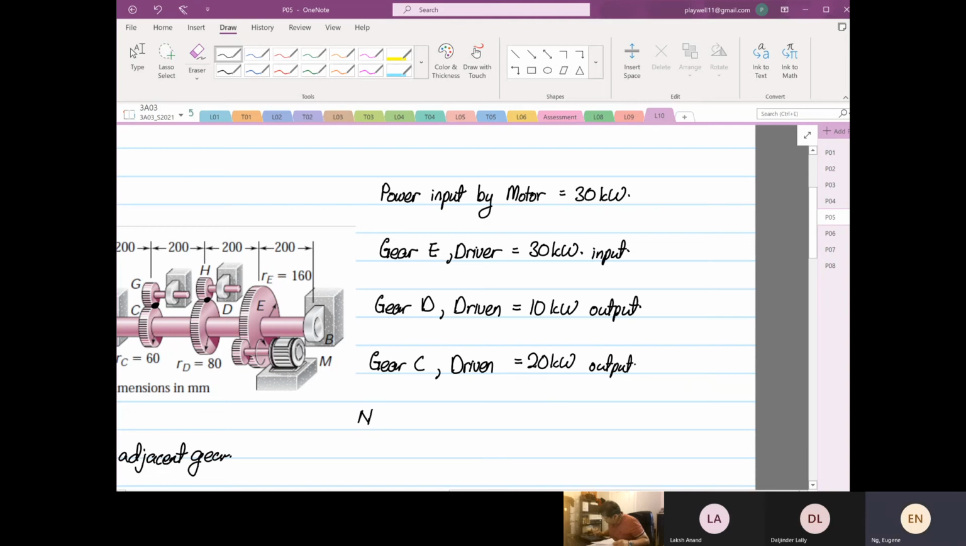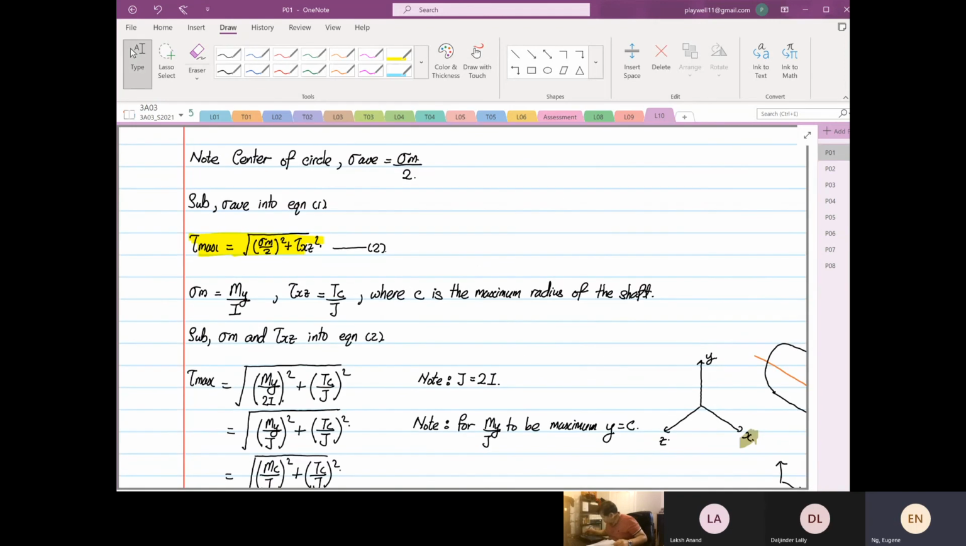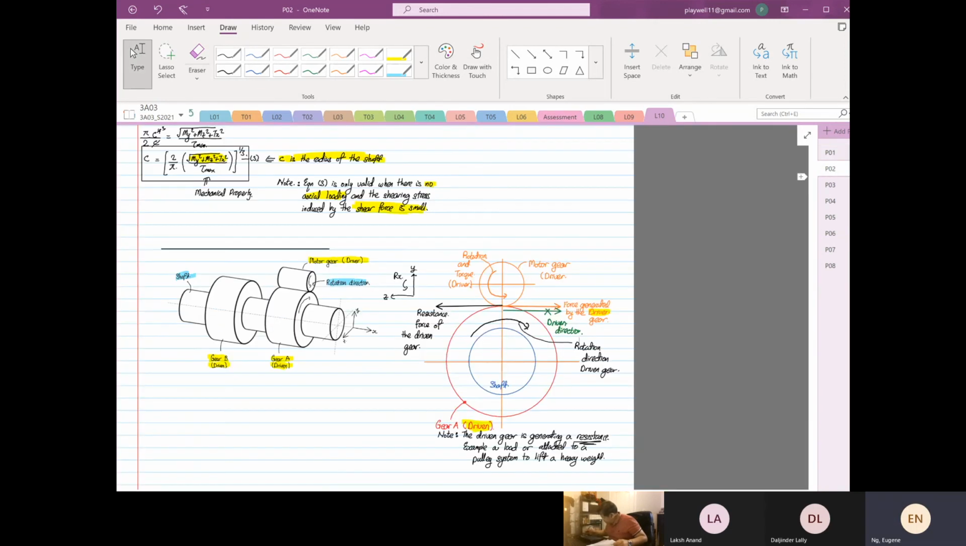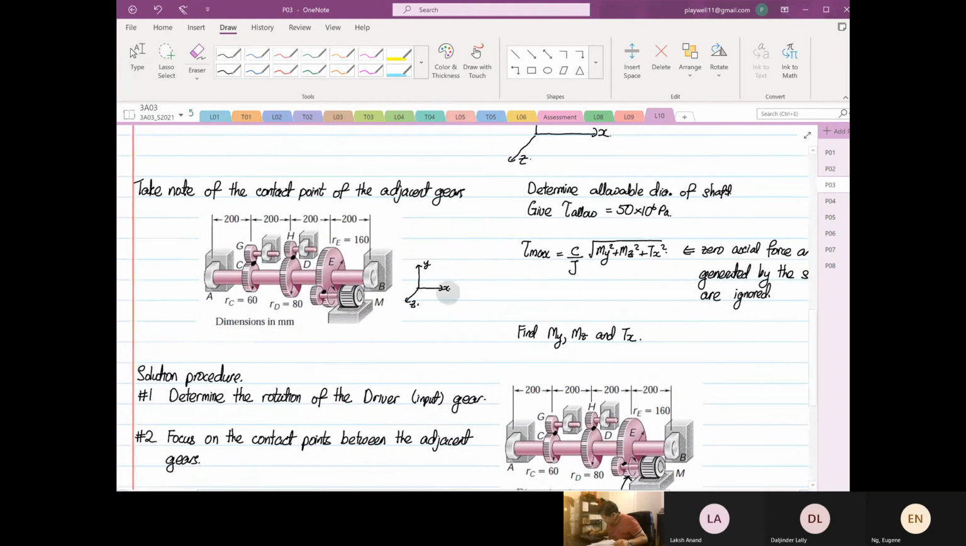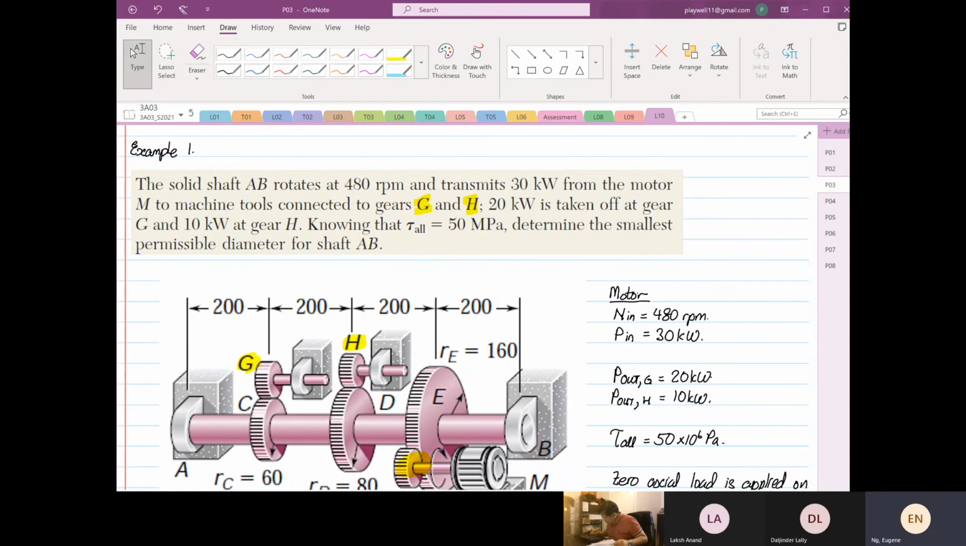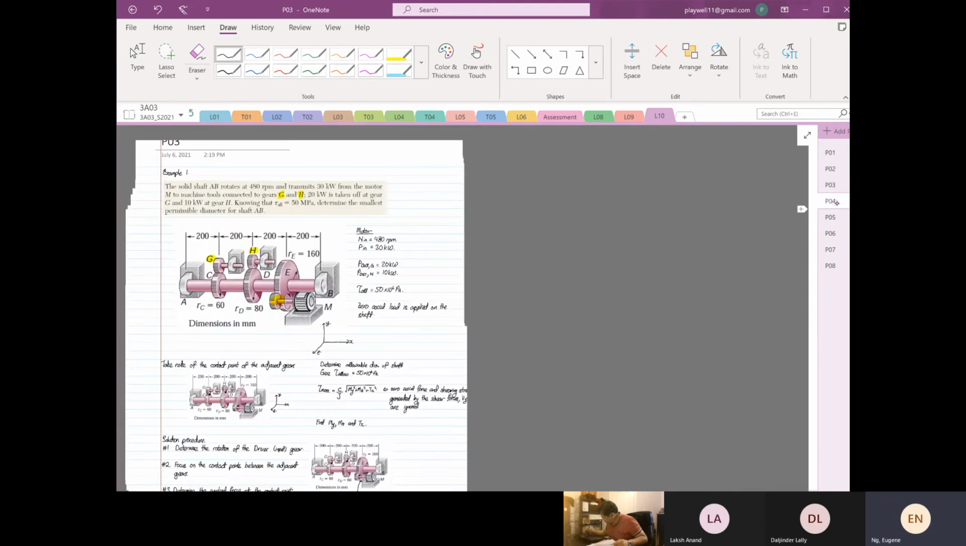And the rotation at gear E is equal to the rotation at gear D is equal to the rotation at gear C, and we are running at, I can't read from my printout now, 480 RPM. Is it 480? Let me see. Okay, 480 RPM.